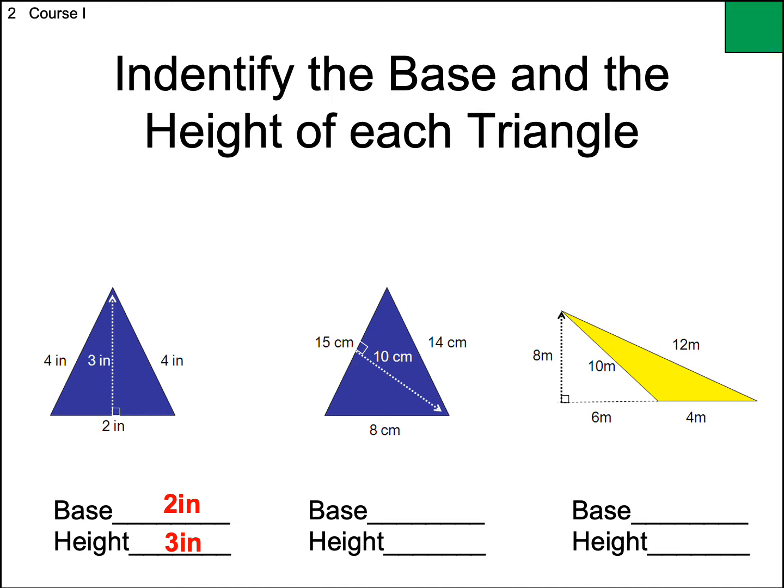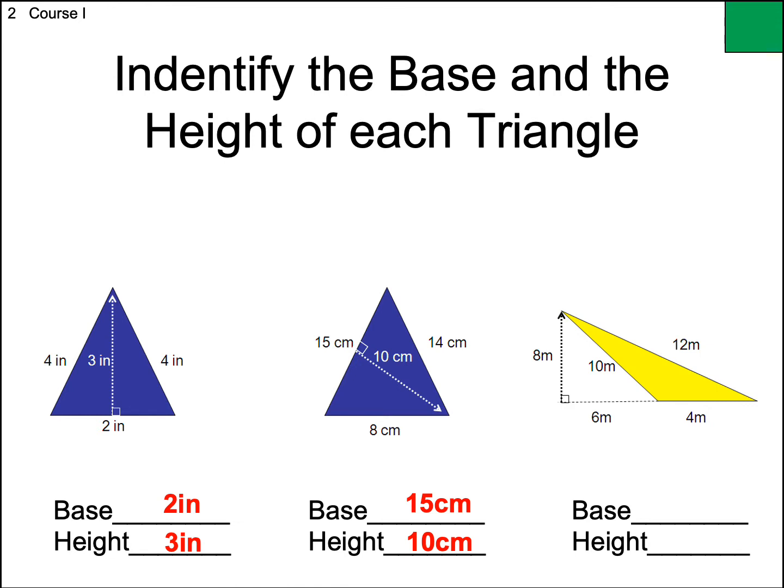On the middle triangle, the little tiny square touches the base, that would be 15, and the height is the dotted line, that would be 10. Okay? 8 is not the base, even though it's the bottom, right? It's because the little tiny white square doesn't touch it. We define the base as one of the sides.